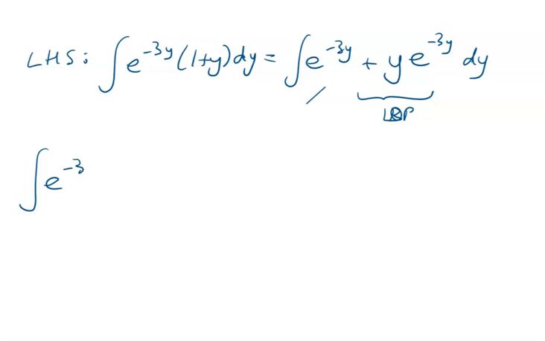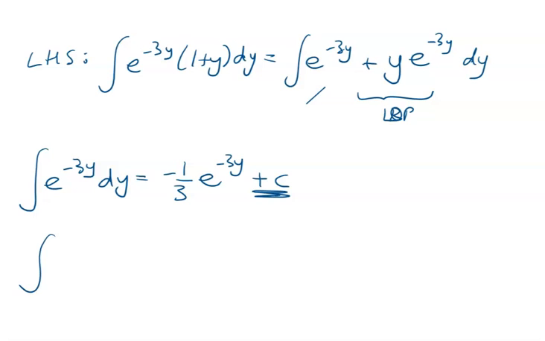So the integral of e to the negative 3y dy is equal to negative 1/3 e to the negative 3y. I'm going to put down the plus c just out of habit, but we know that in the end we're not going to have that in there. We're just going to have the plus c all whomped together on the right-hand side.